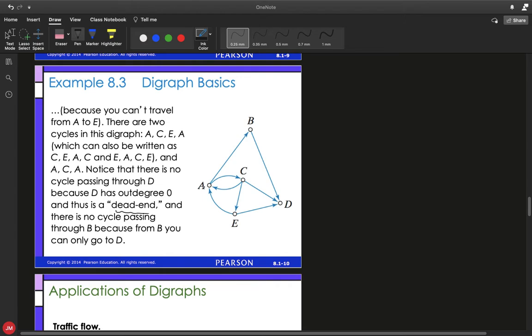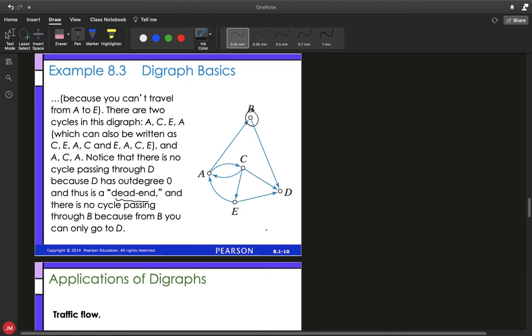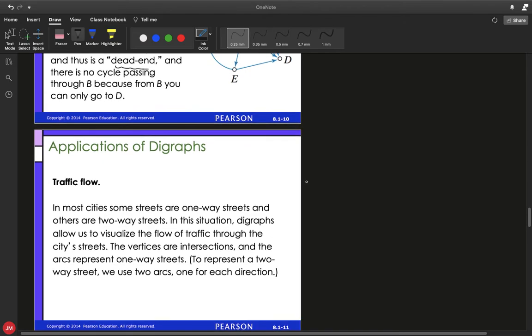So it's also kind of interesting how, even though D is a dead end, B almost is a dead end, because once you get to B, you're forced to go to D. There is nowhere else for you to go. So what are some applications of this?